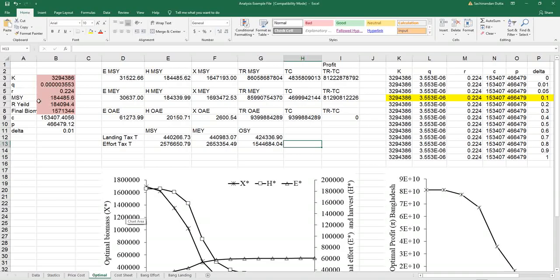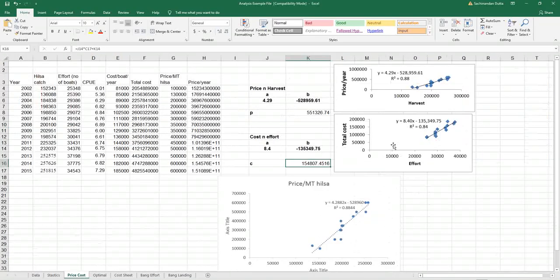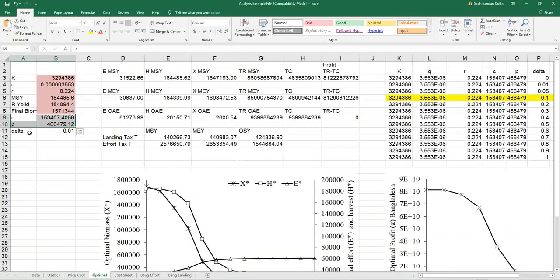For KQR, you have calculated the C and P just now, because of the price and cost data. So C and P we are taking from here, and delta is the discount rate. It is important now. Delta is the discount rate, and that discount rate varies from 0 to 1. So 0 to 1 is the percentage, because 1 means 100%, 0 means 0%.